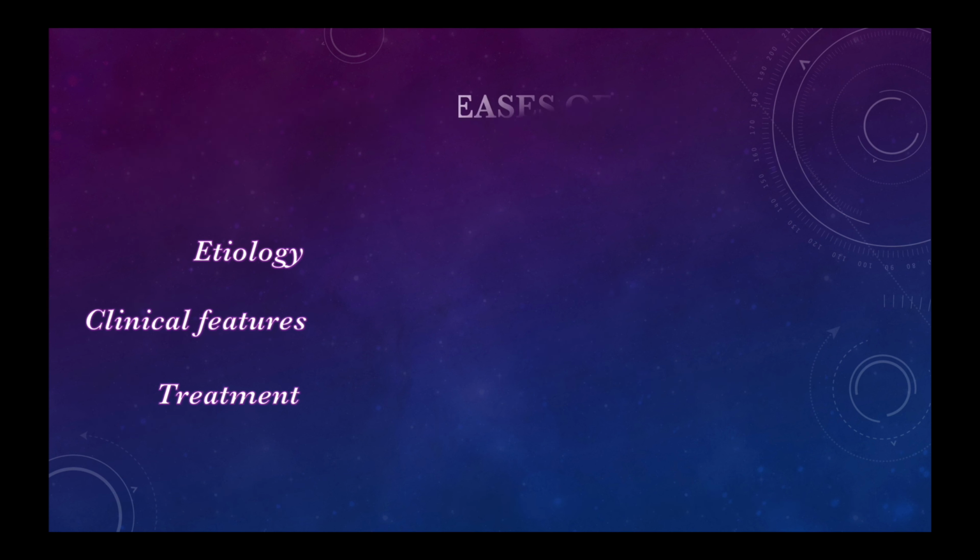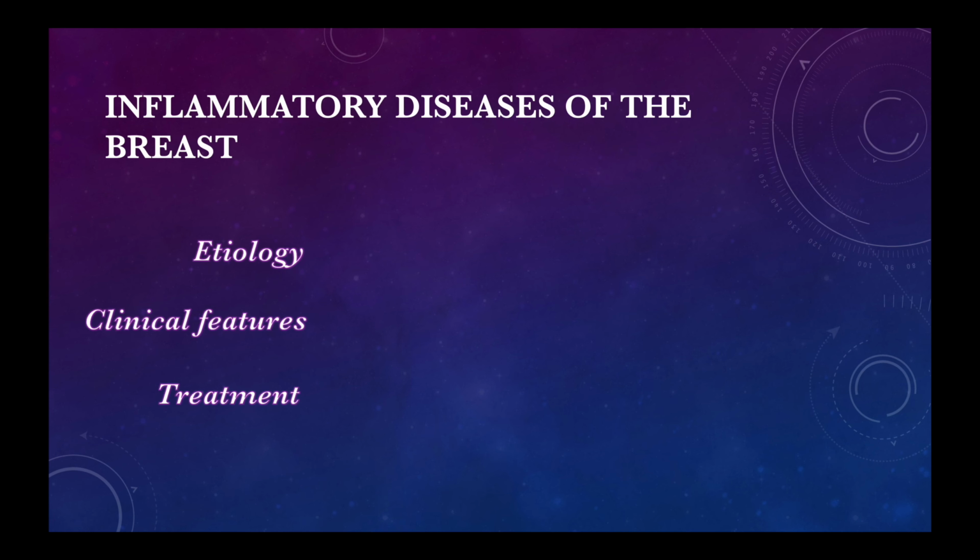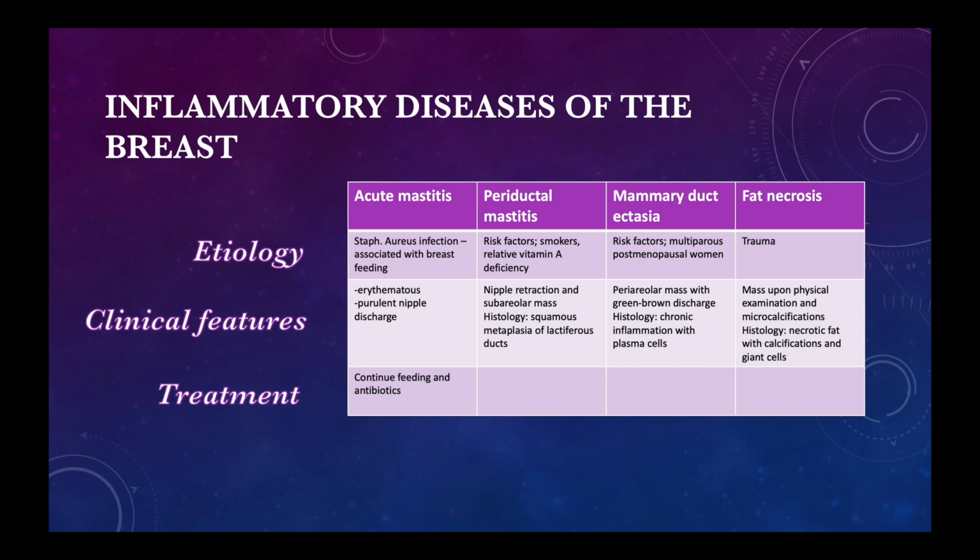So I'm going to talk to you guys about the inflammatory diseases of the breast first. The four I want to talk about are acute mastitis, periductal mastitis, mammary duct ectasia, and fat necrosis. It's really tough to find a mnemonic for this, but I'm just going to explain it as easily as possible so that you can grasp it through just understanding what it is.